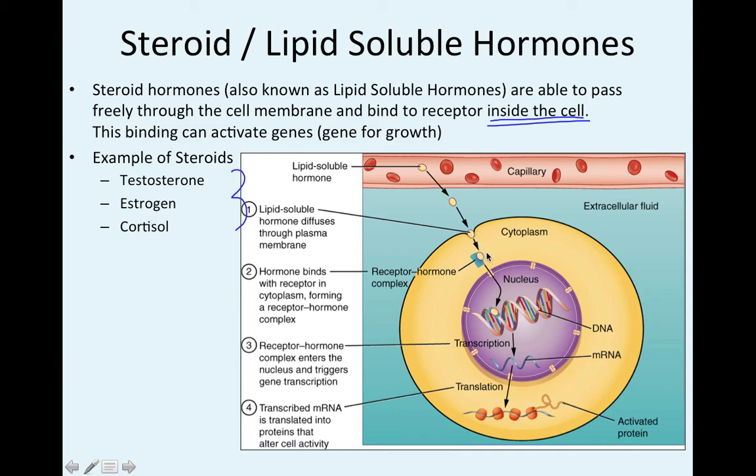They can bind to a receptor in here if they need to, and then pass right through the nuclear envelope or the nuclear membrane, and then get right inside there. So they have no problem passing right through the plasma membrane. They're a little bit faster acting because they can go right through.